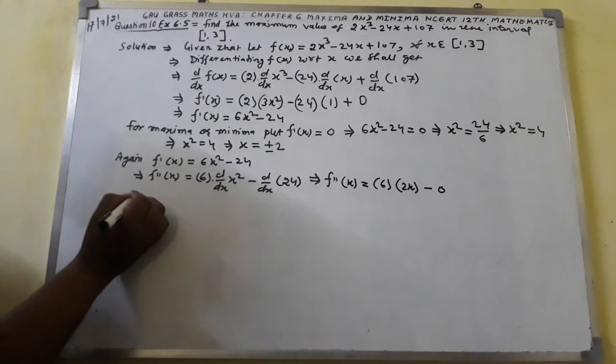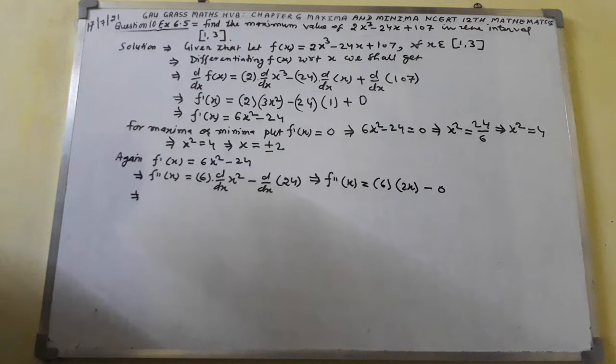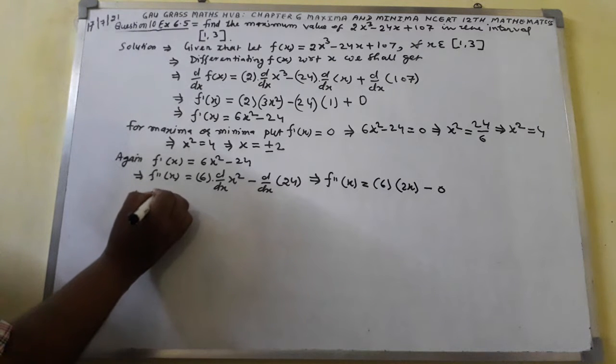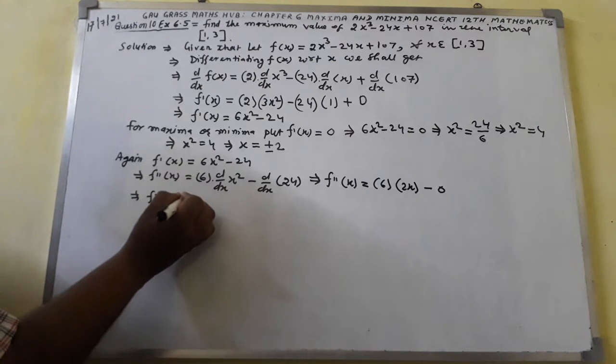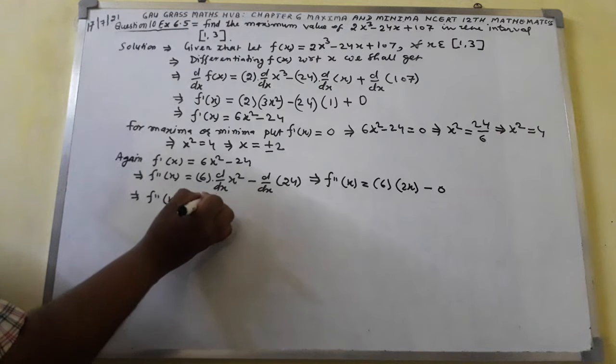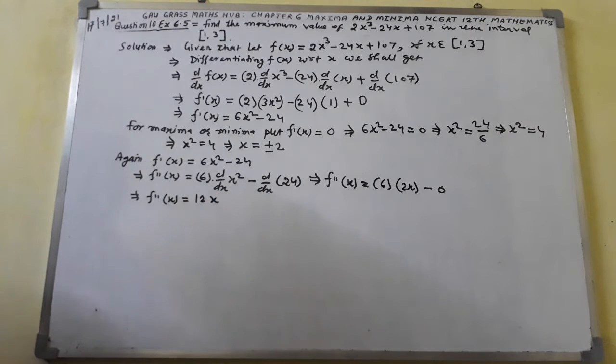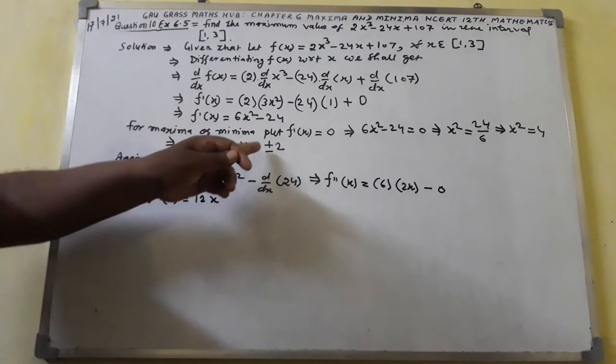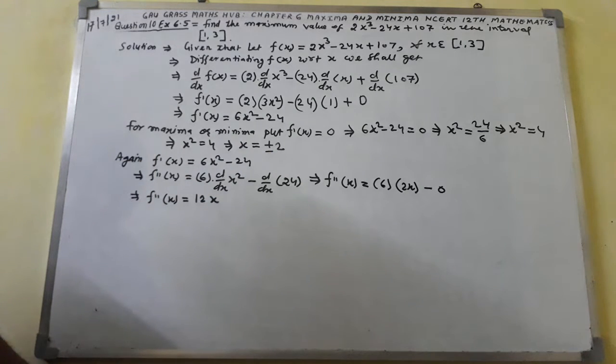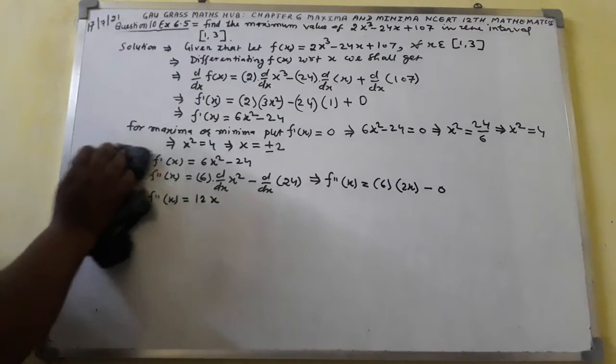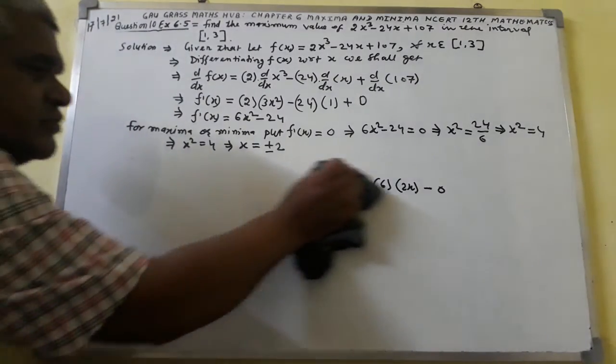Again I shall write, f double dash of x equal to 12x, we have got. Now here we have got x equal to plus minus 2. So we do not have to find the second order derivative here. That's why I am going to erase this one.